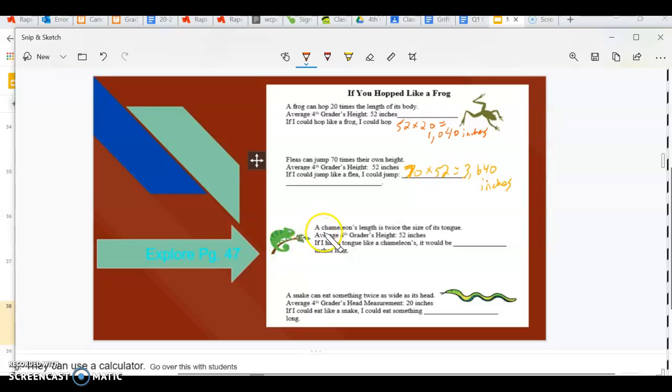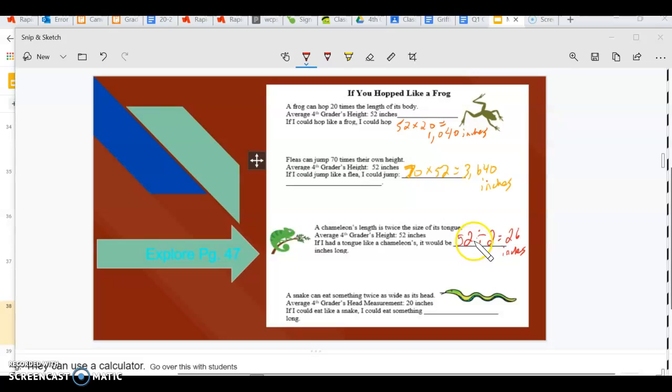The next one, chameleon's length is twice the size of its tongue. Average 4th grader's height, 52 inches. If I had a tongue like a chameleon, it would be how many inches long? We're going to pause, same thing. You take a look, try to solve it with your calculator.